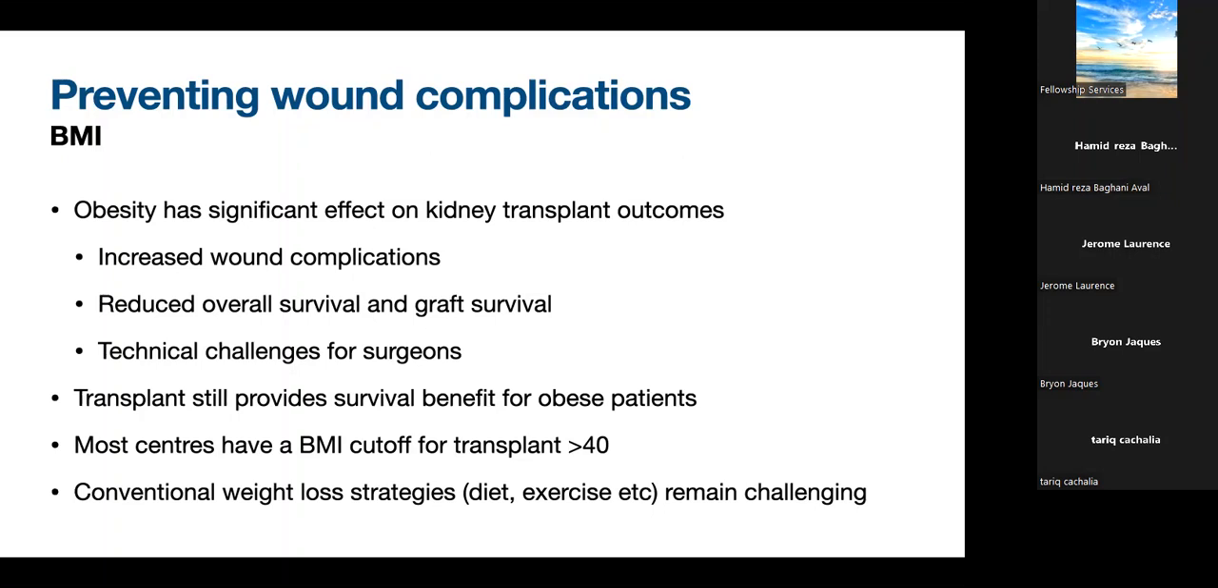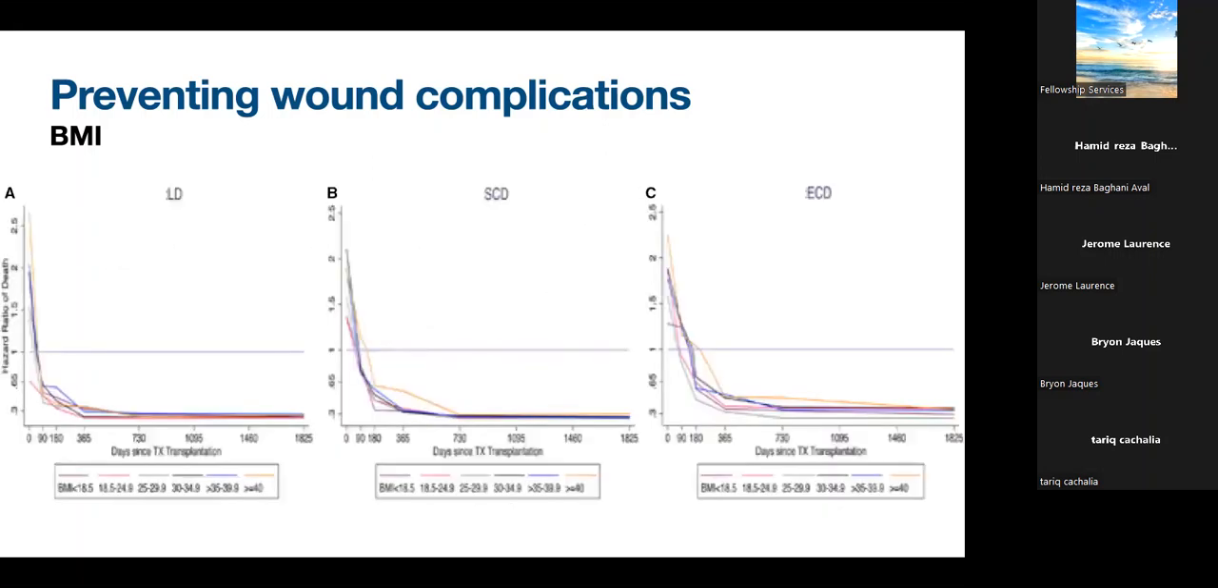In terms of cutoffs, a lot of places have gone away from a definite BMI cutoff for transplant. But overall, we'd say definitely over 40, you really need to think about what's happening. And some places have a more strict cutoff. And the conventional weight loss strategies that we implement or encourage patients to do, as we all know, are challenging, and especially for patients who spend 3 days a week on dialysis, I think it becomes even more challenging for them to lose weight.